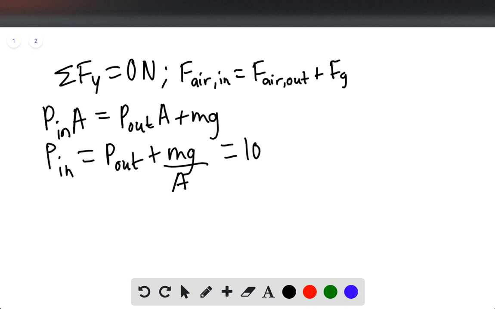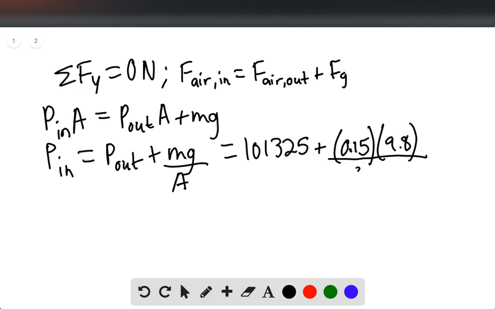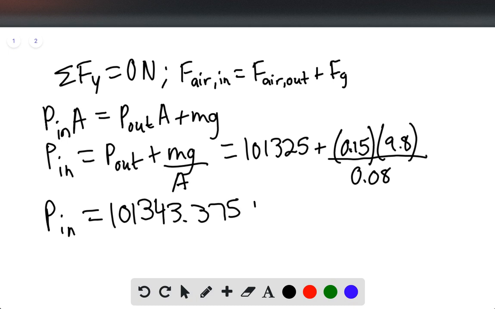So we can say 101,325 plus 0.15 times 9.8 divided by A, so 0.08. And we're getting that the pressure inside the container is going to be 101,343.375 pascals. I apologize, 0.375 pascals.